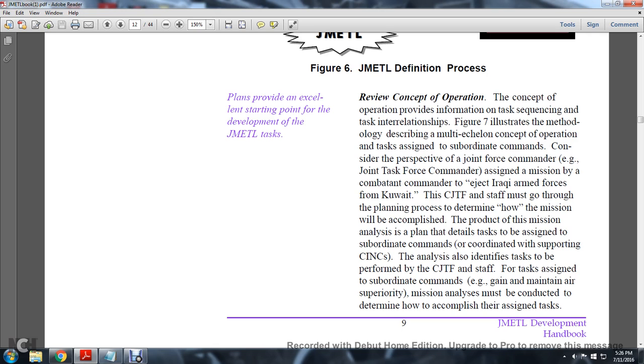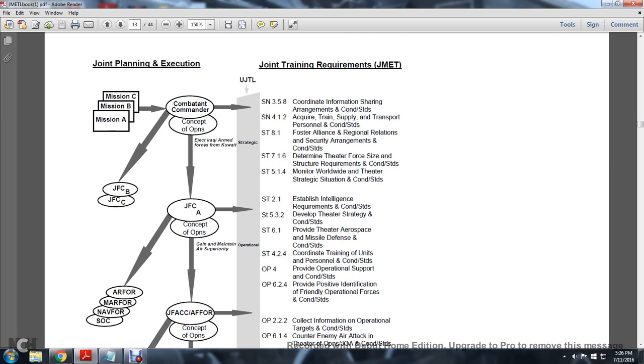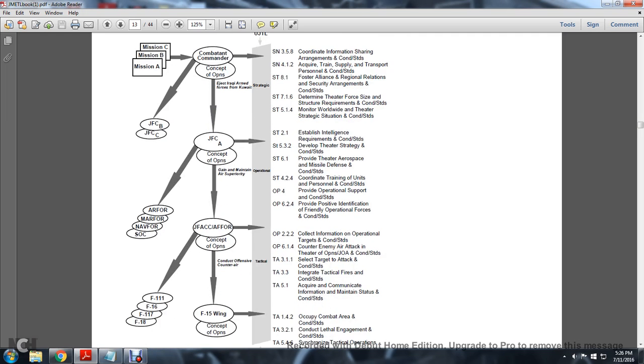The CJTF staff must go through a planning process determining how the mission will be accomplished, the product of the mission analysis. The plan details tasks assigned to subordinate commands, coordinating the supports with the CINC. The analysis identifies the tasks performed by the CJTF and the staff for the assigned subordinate commands to gain and maintain air superiority. Mission analysis must be conducted to determine how they accomplish their assigned tasks. All right, I got a little off track on this one.